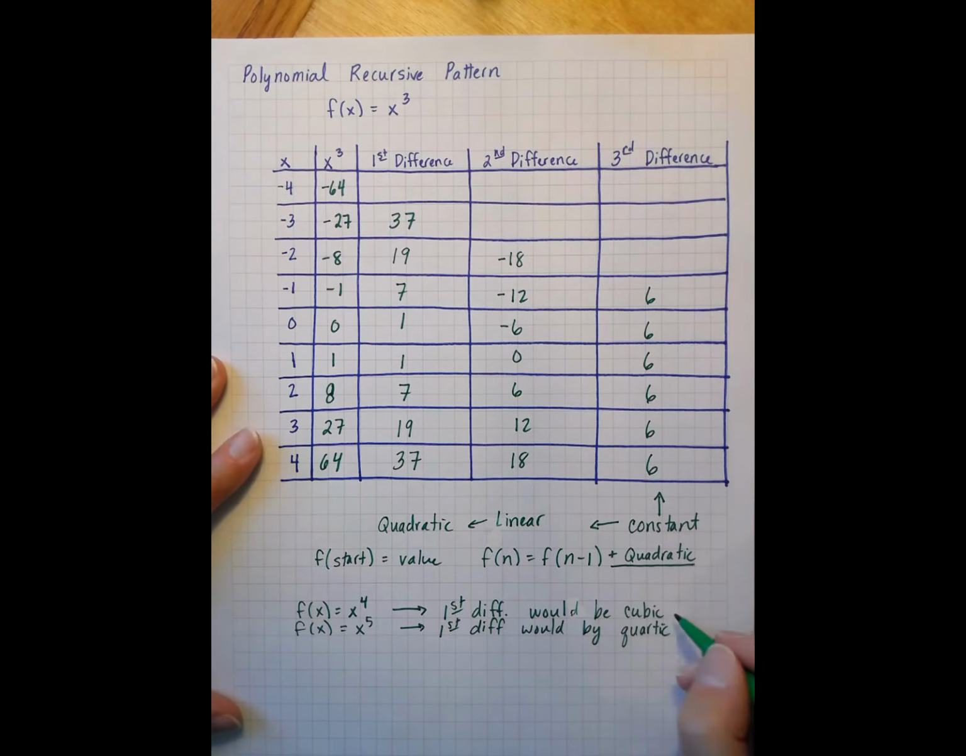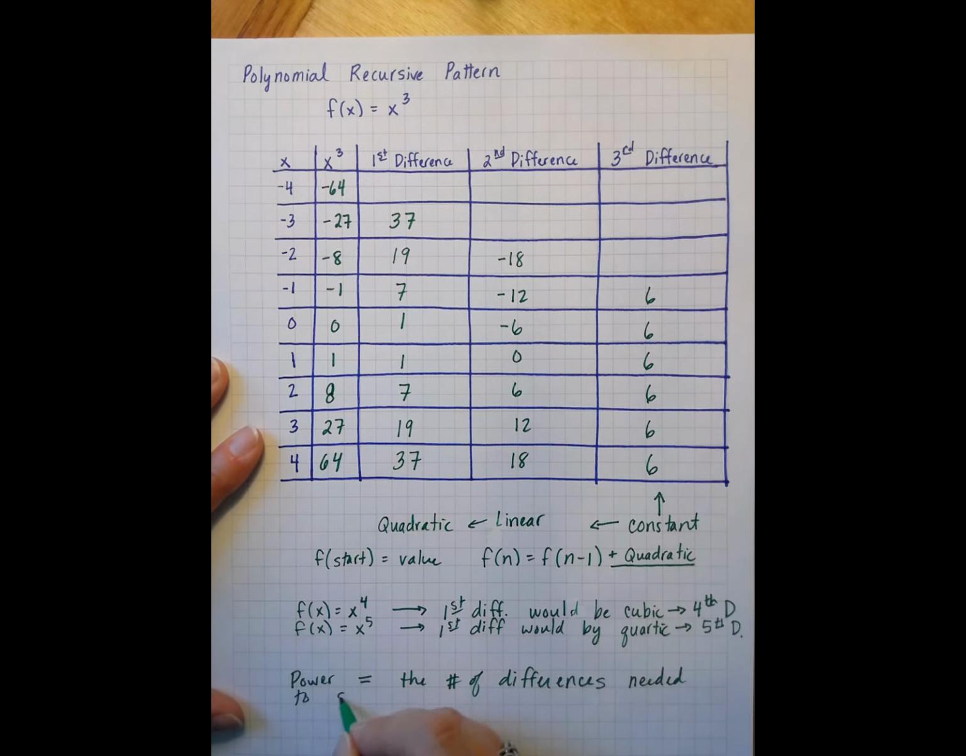Which also means that I'm going to have to go all the way out to the 4th difference here to see the constant, and the 5th difference here to see the constant. So my power equals the number of differences needed to see a constant rate of change.